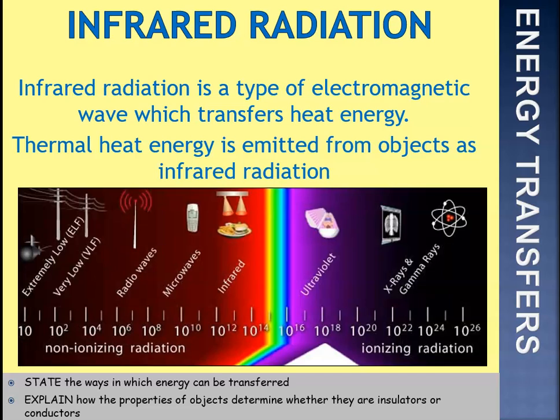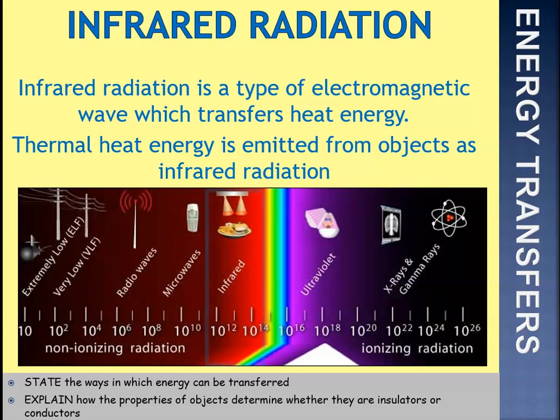It's not just conduction that allows heat to move through objects. Infrared radiation also transfers heat energy. Now, it's a type of EM wave, an electromagnetic wave. Electromagnetic waves don't need particles to move, they just go through as a wave. Now, there is a spectrum of radiation, which we can see at the bottom there. Radio waves, microwaves, infrared, visible light, ultraviolet, X-rays, and gamma rays are our spectrum.